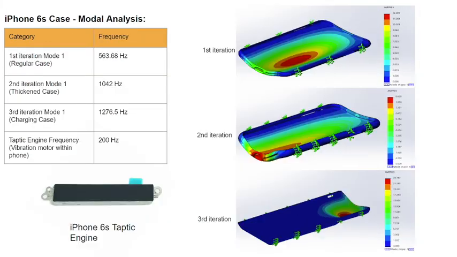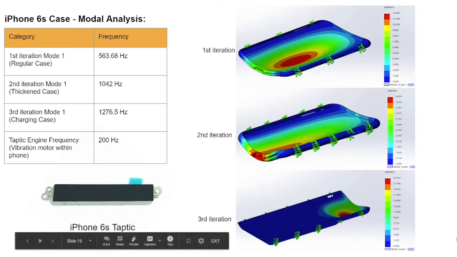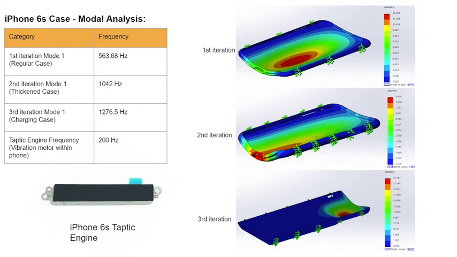A modal analysis was also conducted on the phone case to compare the first mode resonant frequencies of each iteration to the taptic motor frequency of 200 Hz, to ensure no complications would occur. This first mode occurs at 563, 1042, and 1276 Hz respectively for the first, second, and third iterations. Thus, each iteration is safe from issues resulting from the vibration of the motor.